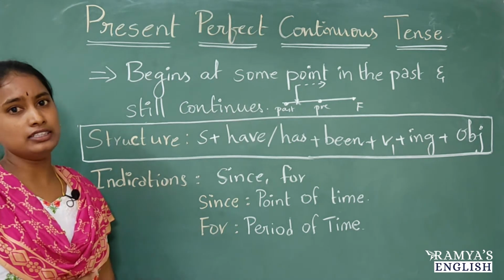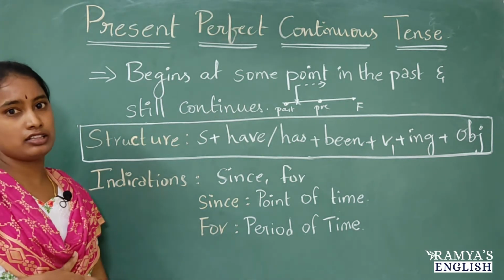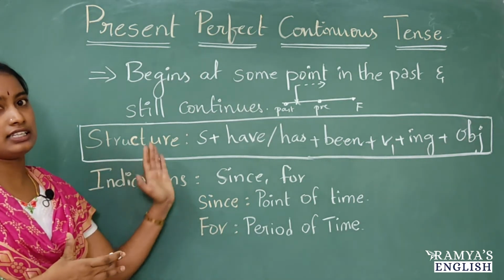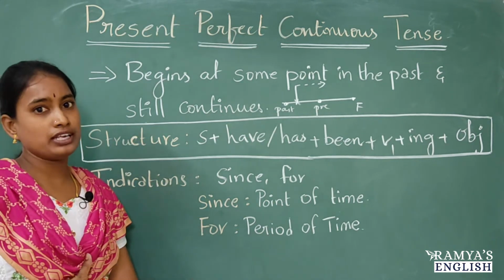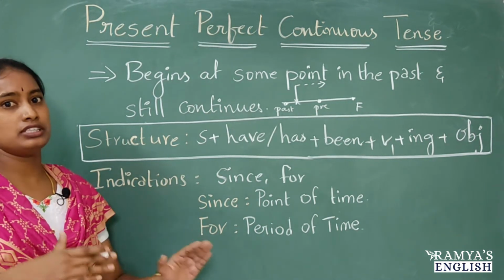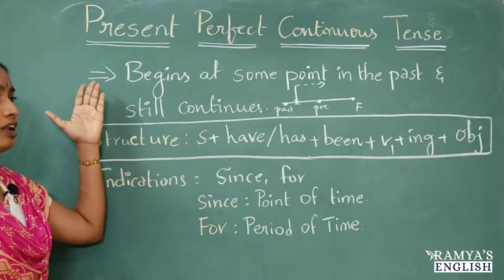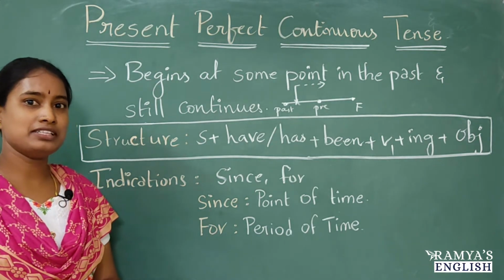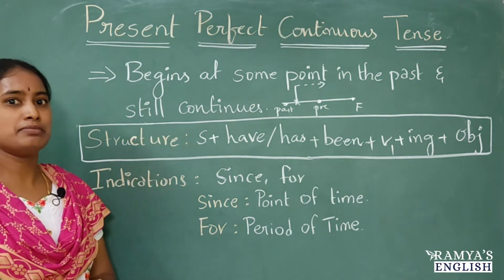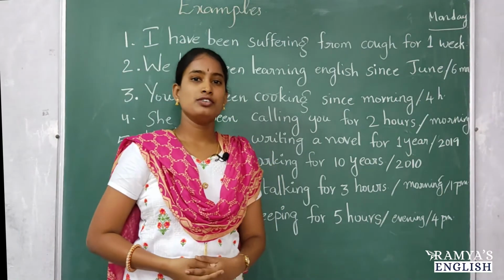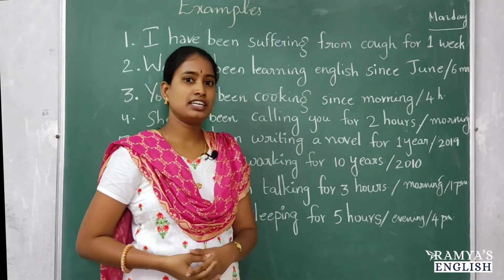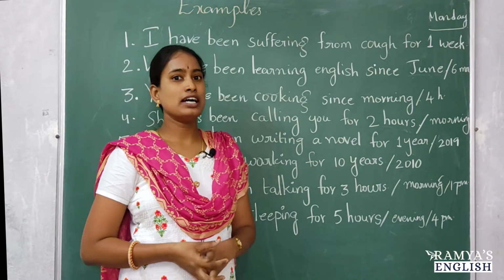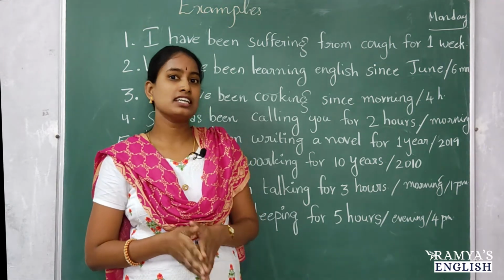So like that, you can mention the time with the period, the quantity, how much quantity has been completed, at what time we have started the action in the past and up to now in the present, up to what time we are doing that action. So this is all about definition, structure and indication. Now let's see some examples for clear understanding of present perfect continuous tense.